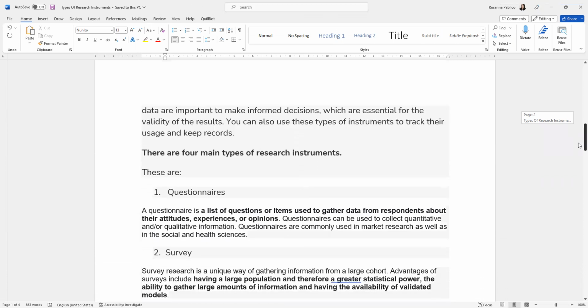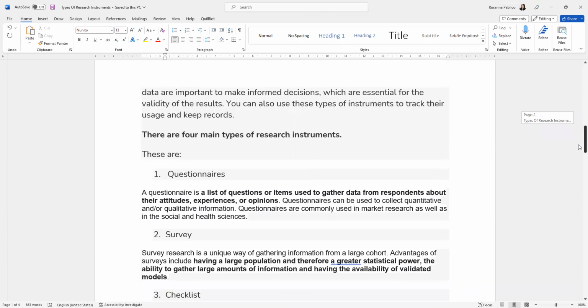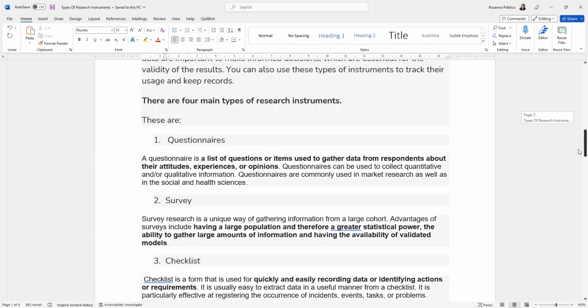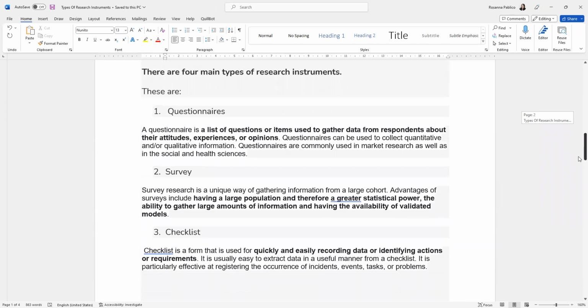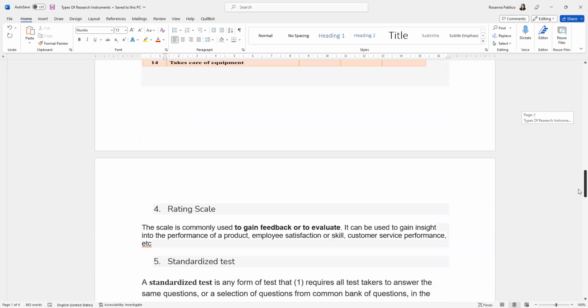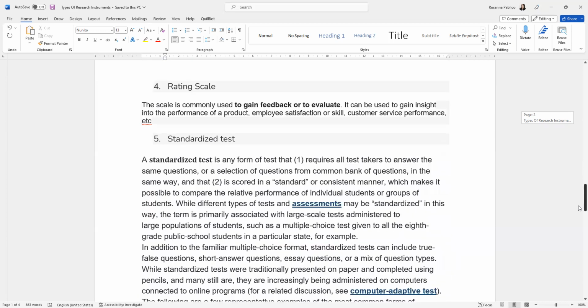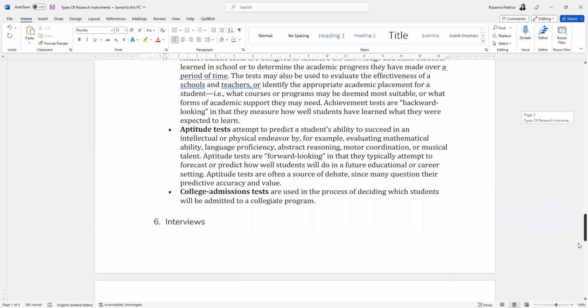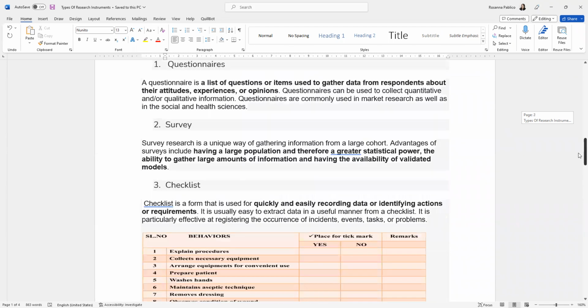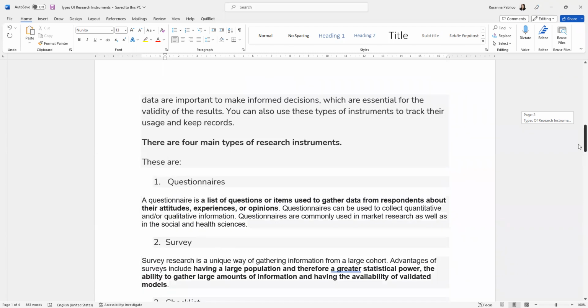Okay, now let's go to the four main types of research instruments. We have questionnaires, survey, checklist, and then rating scale, and then standardized test, and interviews, focus group discussion. Okay, correction, there are seven instruments that we're going to discuss here.